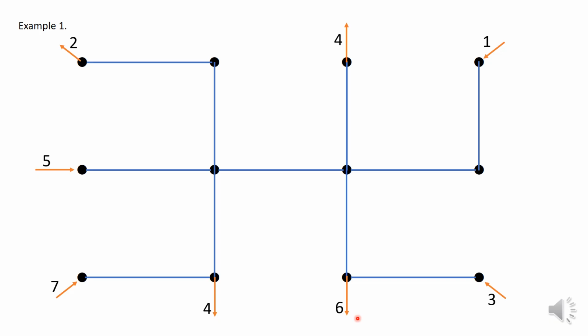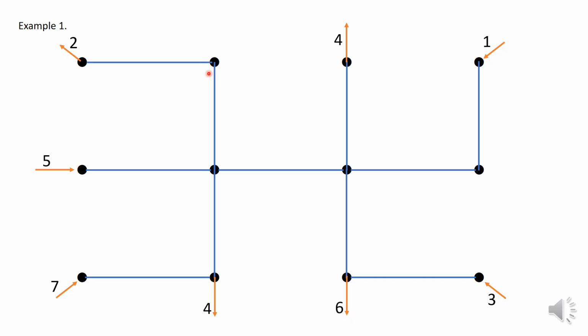So here you have equal inputs and outputs. The total input equals the total output. So this is what is called a balanced flow into the network. Or you can think of it as a balanced flow out of the network. If you think of the flow inputs as positive and the outputs as negative, the total will be 0.